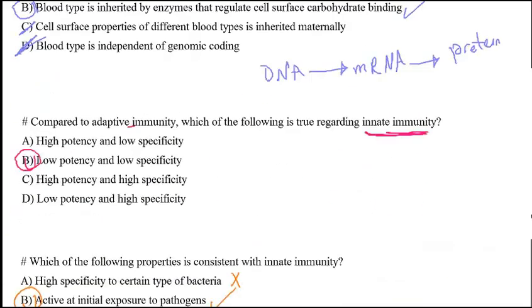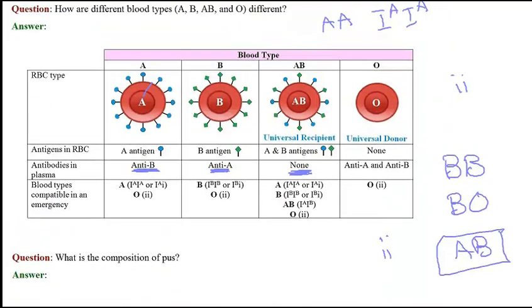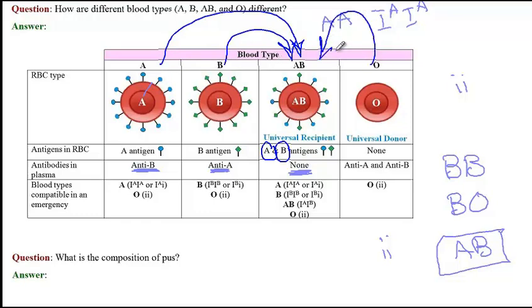Let me review that for you one more time. The universal blood recipients have both A and B antigens, as a consequence of which, since their body is not making antibodies against either one of those, they can receive blood from anyone: someone with blood type A, someone with blood type B, or from universal donors.